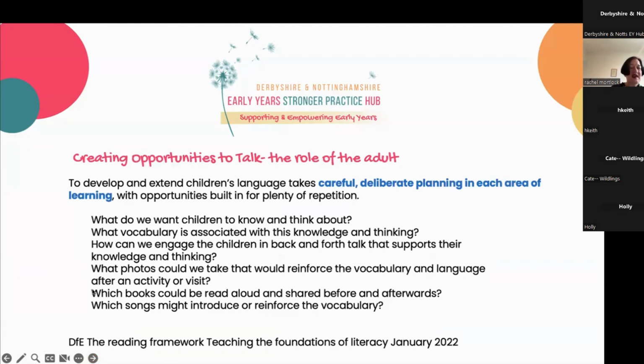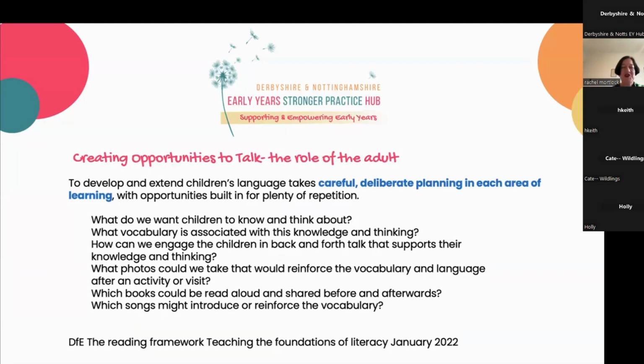If we're looking at creating opportunities for talk, we really need to think about what language we're going to plan. So careful, deliberate planning. What do we want the children to know and think about? What's the vocabulary that would link into this? Are we going to use photographs? If we go out on a visit or a trip or have a visitor, do we take lots of photographs to help children recount?